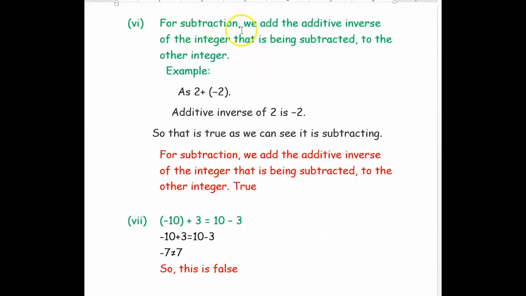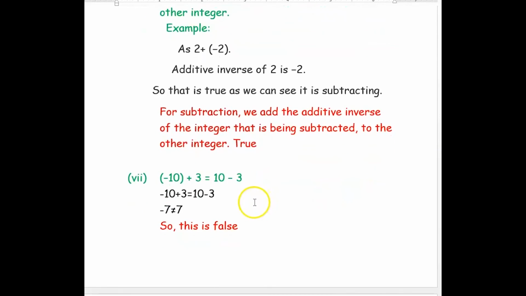Next question. For subtraction, we add the additive inverse of the integer that is being subtracted to the other integer. Okay, so here it is plus 2, so plus negative 2. The additive inverse of 2 is negative 2. So that is true, as we can see, it is subtracting. So for subtraction, we add the additive inverse of the integer that is being subtracted to the other integer. So the given statement is true.